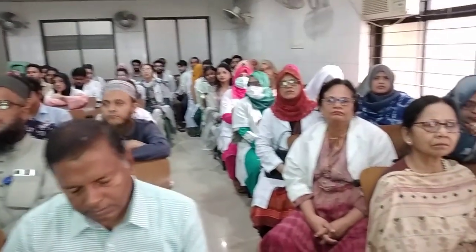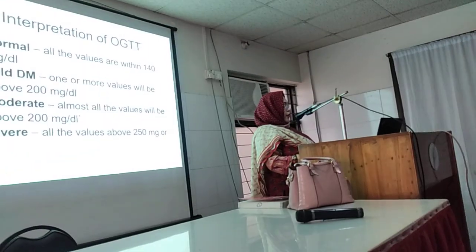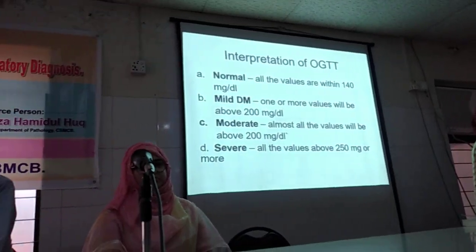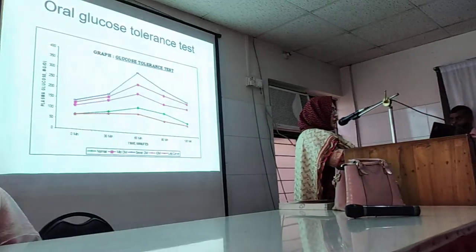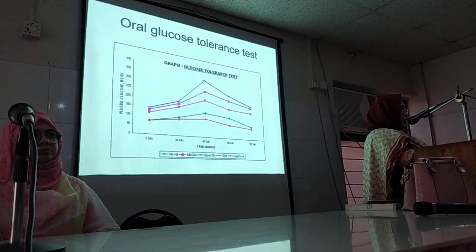Interpretation of oral glucose tolerance test: normal, all the levels are within 140 milligram per deciliter. Mild diabetes mellitus, one or more values will be above 200 milligram per deciliter. Moderate, almost all values will be above 200 milligram per deciliter, and severe, all values above 250 milligram or more. This is the curve here. This is the normal curve. This is mild, moderate, and severe.